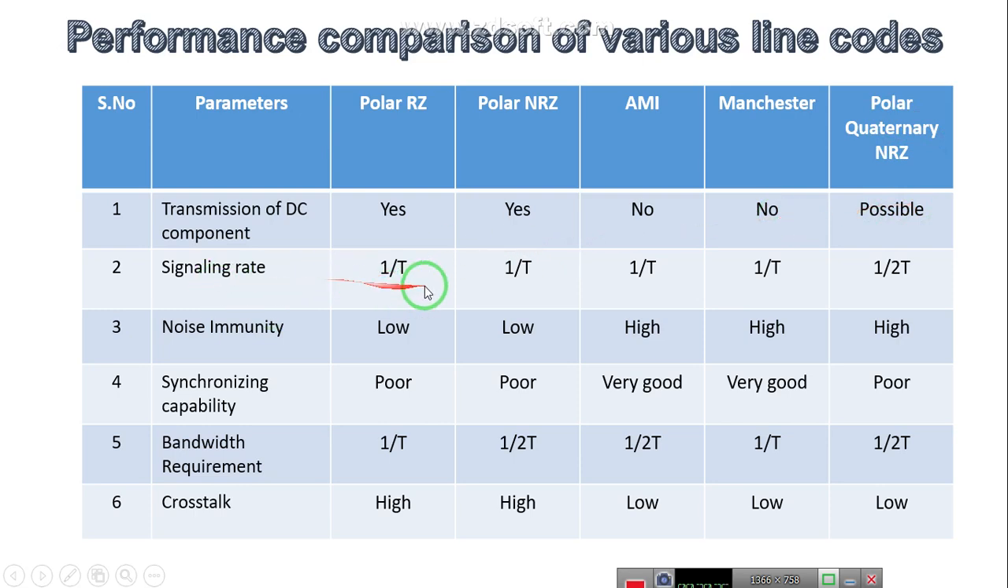This is the signaling rate that has been given. Noise immunity: see, it is very low for the polar scheme and high for the bipolar scheme. Synchronizing capability is also very good for bipolar schemes and poor for this one. Bandwidth requirement is 1 upon T, 1 upon 2T. Similarly the same for here, and for Manchester it is 1 upon T. What about crosstalk? There is a huge chance of crosstalk in polar schemes, and it is very low in your bipolar schemes, that is AMI and Manchester scheme.